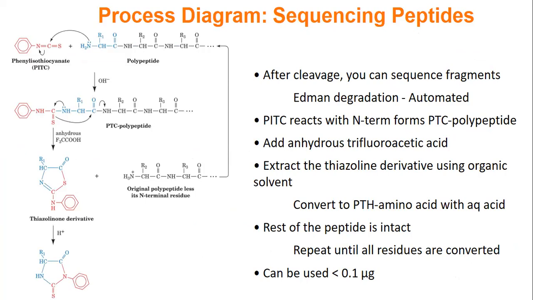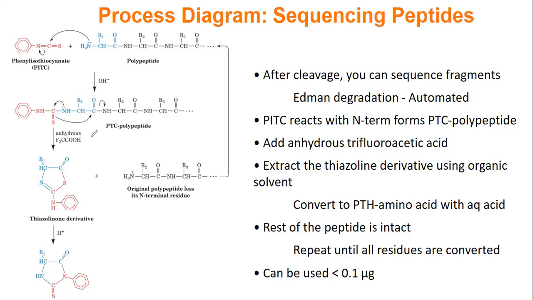Here, our reagent is called PITC, phenylisothiocyanate. And like the previous technique, the dansyl chloride technique, the first step's the same. Our reagent here, PITC, binds to the N-terminus of our protein. But the next steps are different.